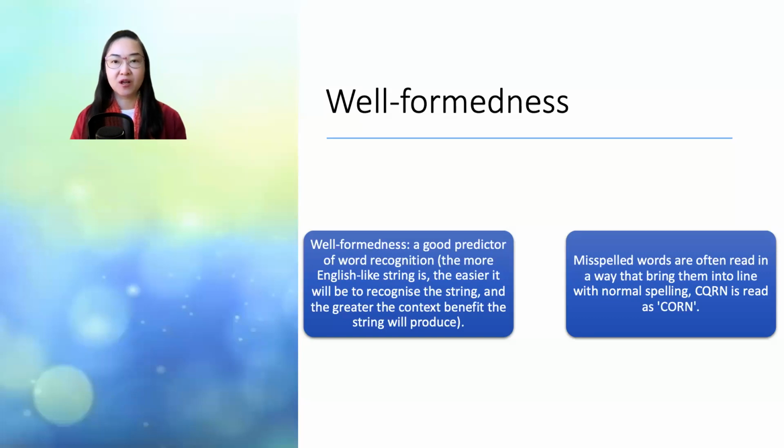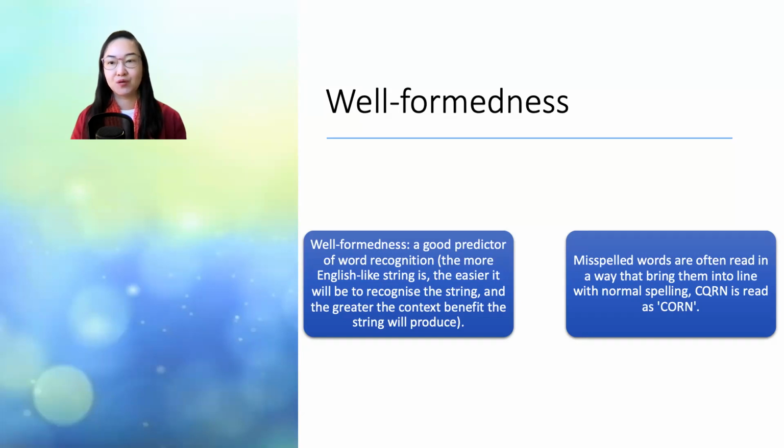Well-formedness is a good predictor of word recognition. The more English-like a string is, the easier it will be to recognize the string, and the greater the context benefit the string will produce. Misspelled words are often read in a way that brings them into line with normal spelling.